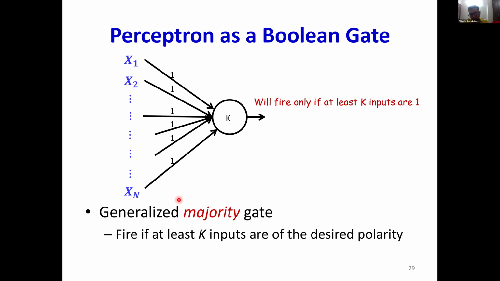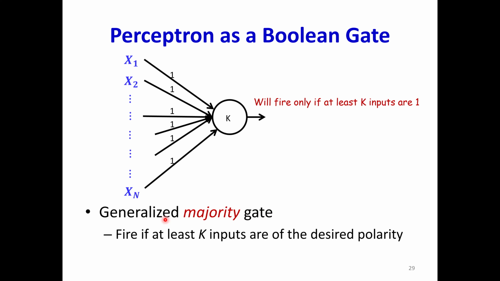Anybody? K is greater than n by 2. It doesn't matter. If at least k of the inputs are 1, it's going to fire. Can you see why that's the case? The threshold is k. What happens if fewer than k inputs are 1? What is the total that comes in? If fewer than k are 1, then it's less than k, so it's not going to fire.